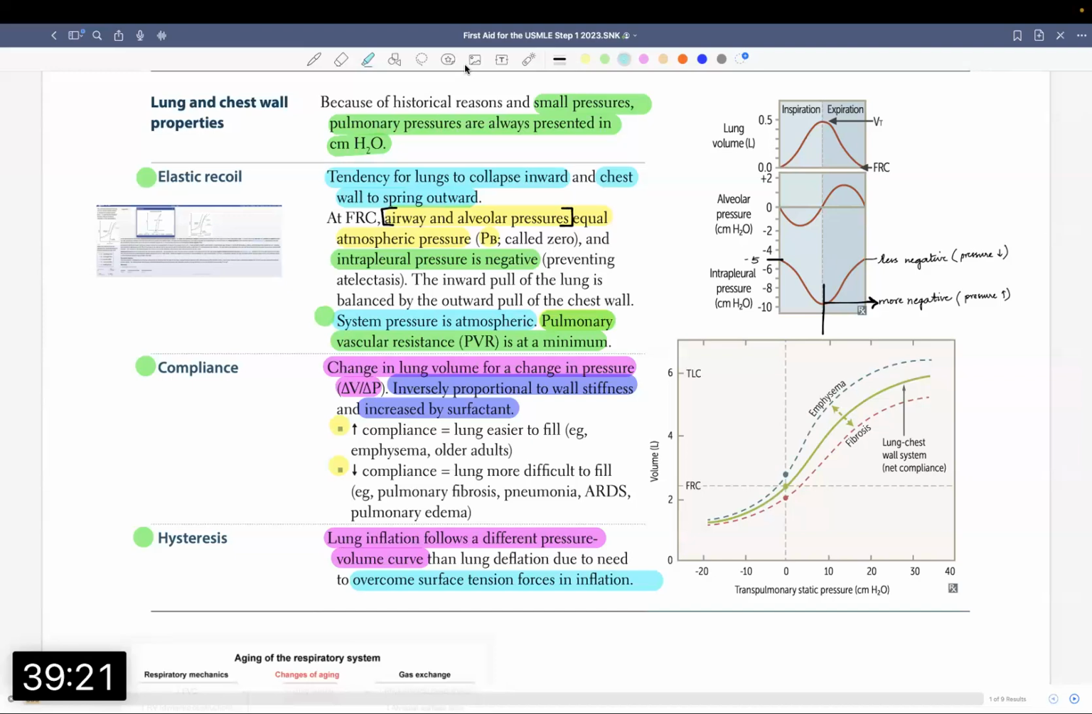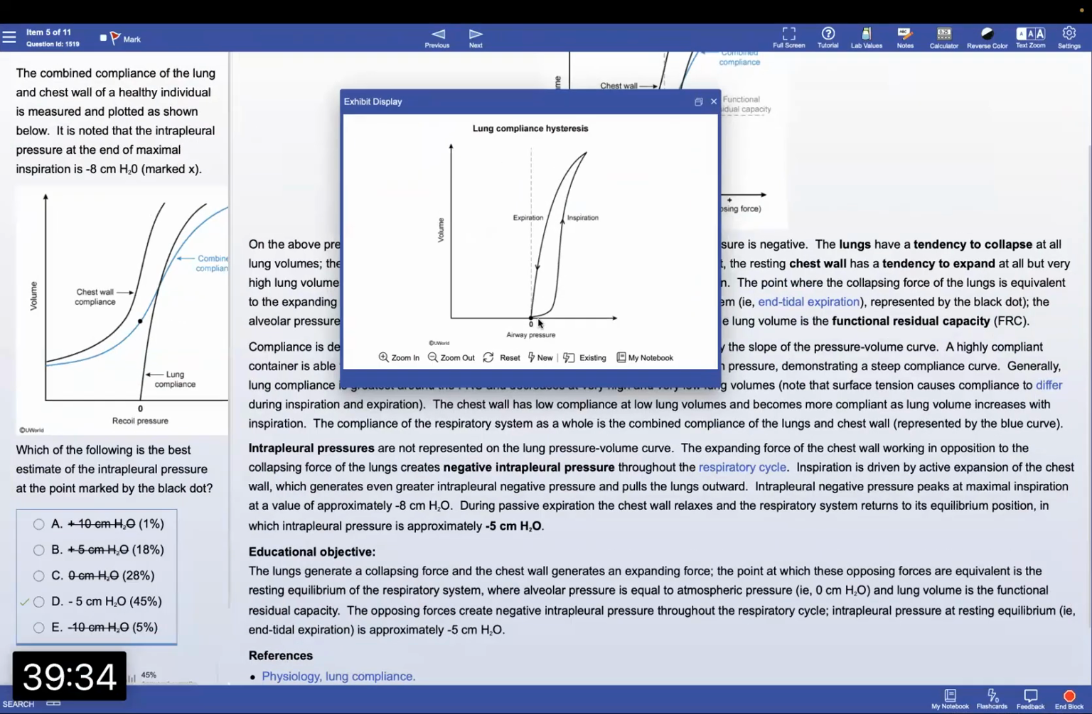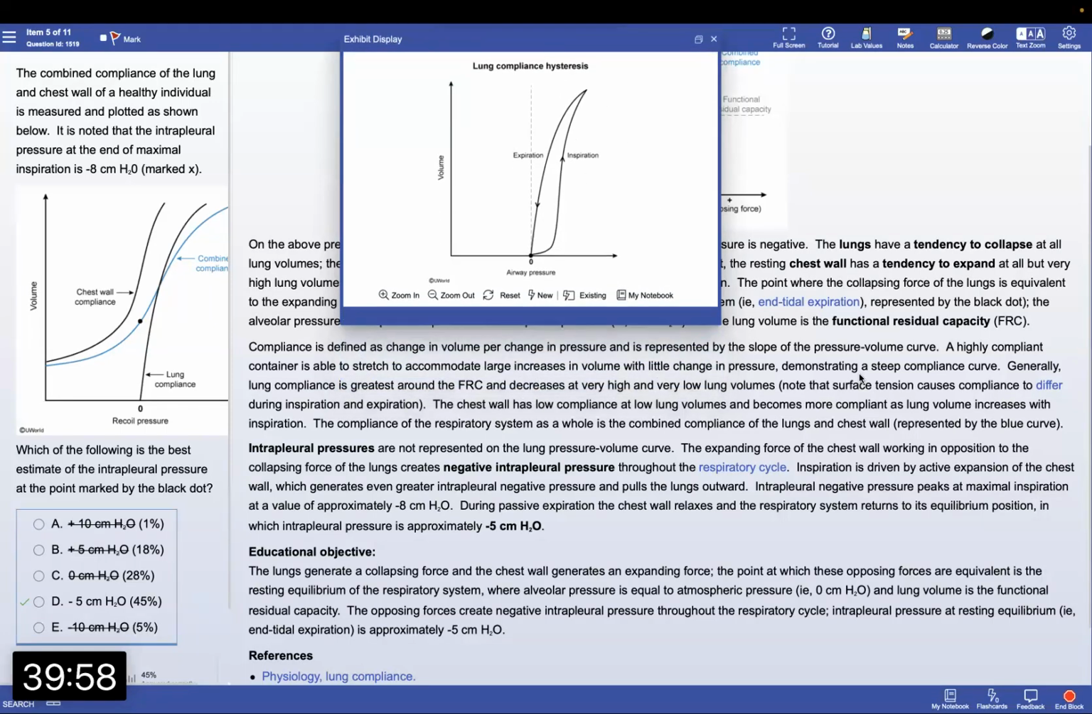Inflation, lung inflation, which is inspiration, follows a different pressure curve because lung inflation has to undergo surface tension forces. Deflation, which is expiration, is easy. So inspiration is a different curve because it has to overcome the resistance given by the surface tension, and then this will open up. Expiration is just down, nothing stopping expiration or collapsing. So this is just going to quickly come down. This is a different curve, and this difference is known as hysteresis.